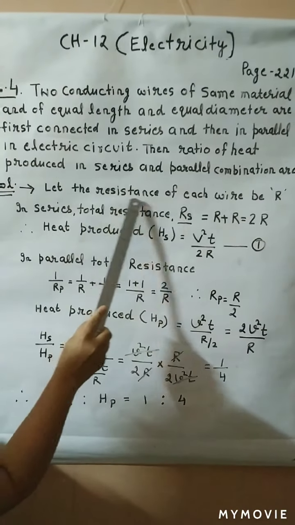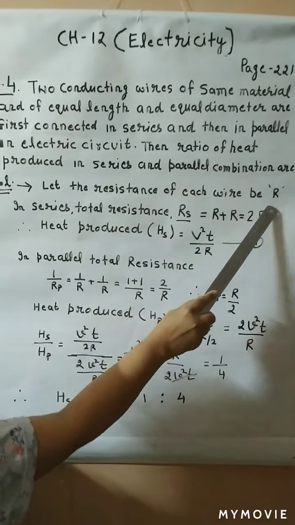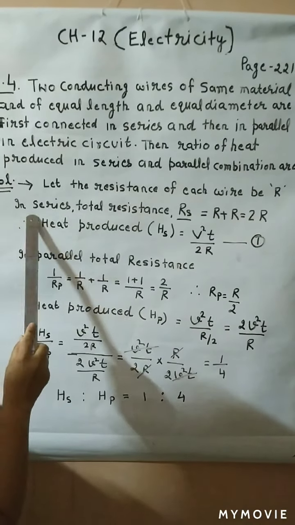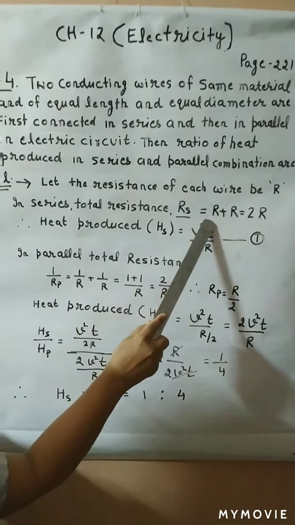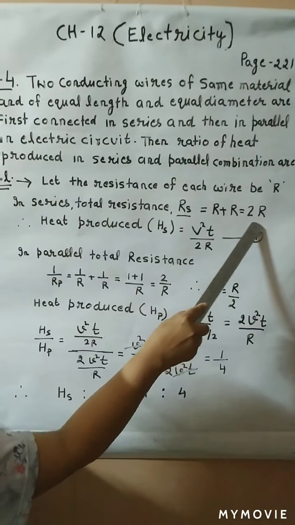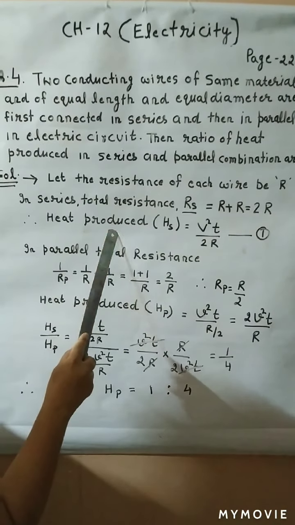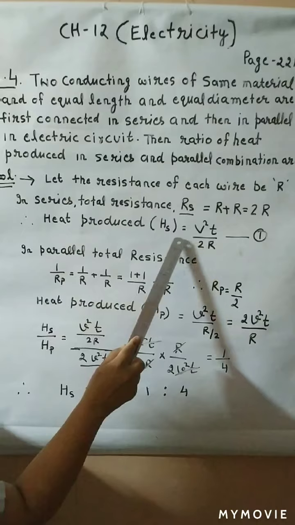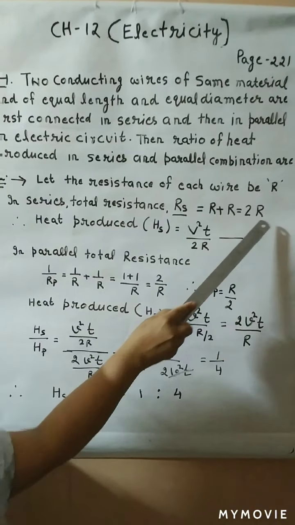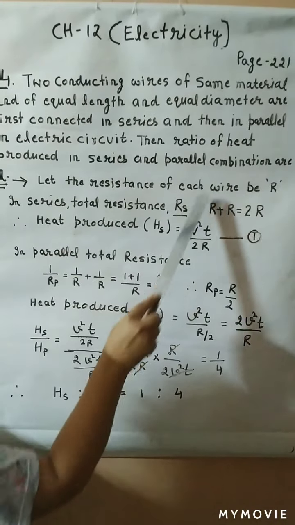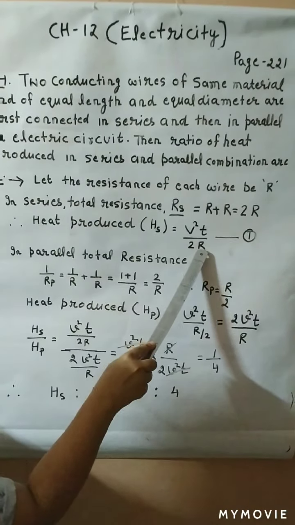So first let the resistance of each wire be R. We have two wires, so in series the total resistance becomes R plus R, which is 2R. What is the heat produced formula? Heat energy produced is V square T upon R. But as you are watching here, the total resistance is 2R, so it becomes 2R.